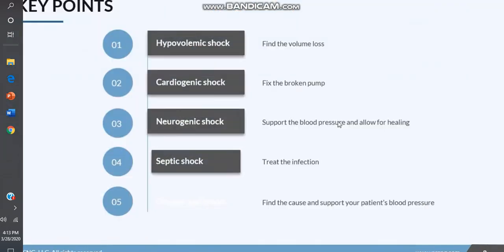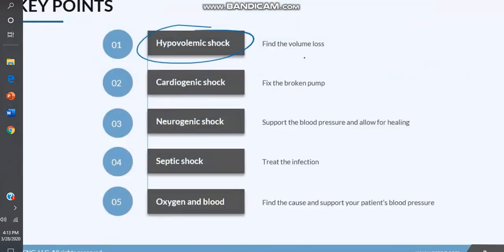So let's recap. Hypovolemic shock is about volume. We need to find the volume loss and fix it. Cardiogenic shock, we need to focus on fixing that broken pump and then increasing the contractility and then increasing that blood pressure. Neurogenic shock, remember that the central nervous system or the spinal cord or whatever part of that system is not working and you lost that tone. So you've got to support the blood pressure and allow time for the nervous system to heal.